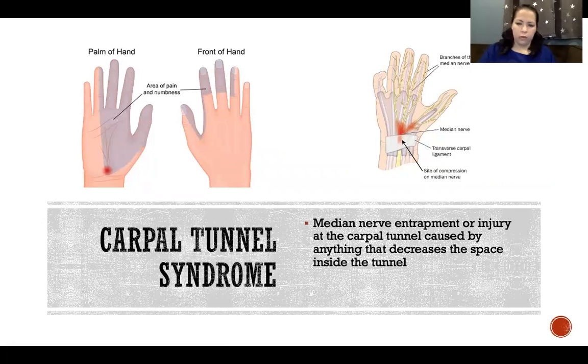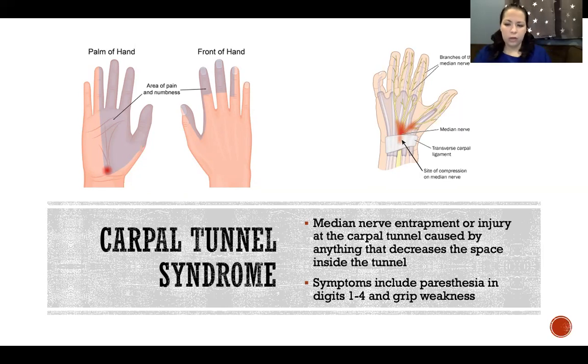Okay, so carpal tunnel syndrome is when the median nerve is entrapped or injured in the carpal tunnel at the wrist. Could be caused by anything that decreases the space inside the tunnel. So any swelling or inflammation of structures inside that tunnel will decrease the space and cause pressure to be put on the median nerve, which would cause symptoms in the hand. So symptoms include paresthesia in digits 1 through 4 and grip weakness, and it can include pain.